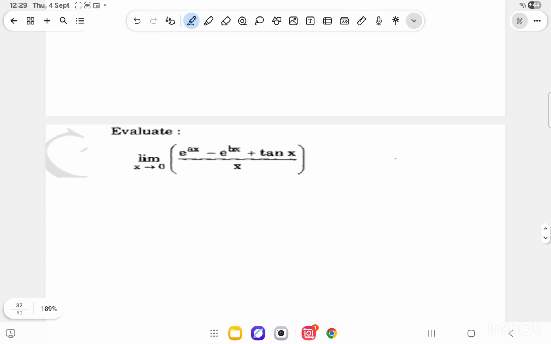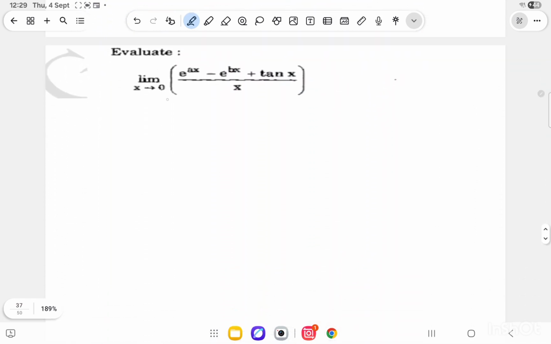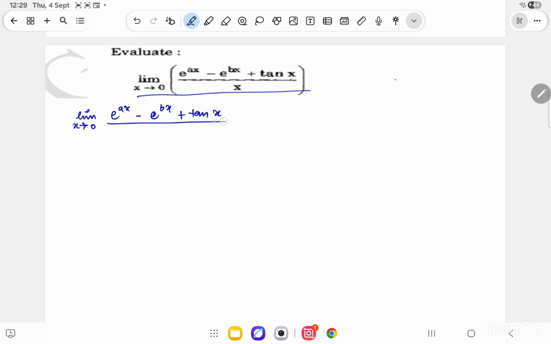So let's move on to the next question. In the next question we are supposed to find out this limit, that is limit x approaches 0 of (e raised to ax minus e raised to bx plus tan x) divided by x. If I put x equals 0, it will be 1 minus 1 plus tan 0, that is 0, divided by 0. So this is basically 0 upon 0 form.